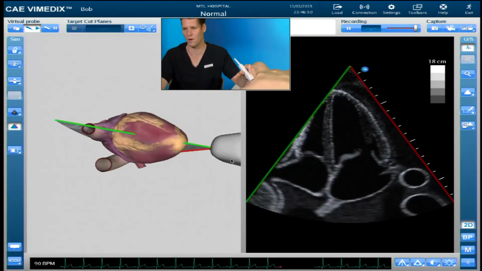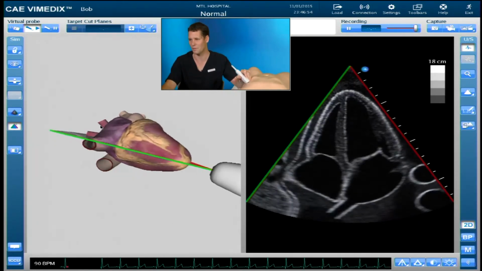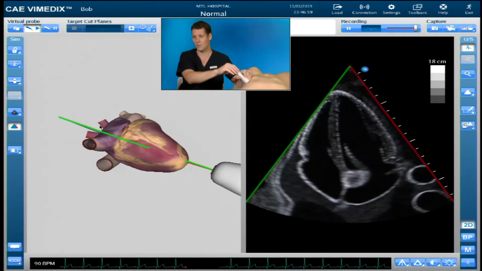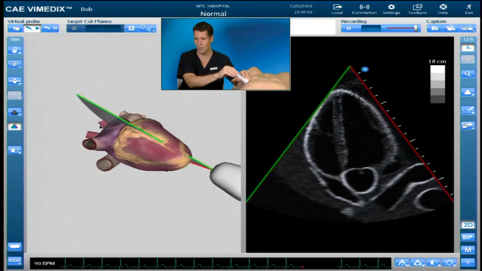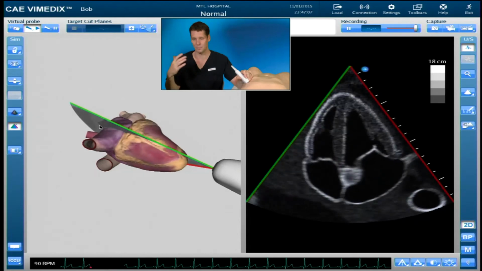So there we are. Imaging right up from the apex of the heart, looking up that gun barrel of the ventricle. You don't want to be too far forward, you don't want to be too far back. Making small movements of rotation or fanning can help give you that perfect image. And again, persistence is the key.